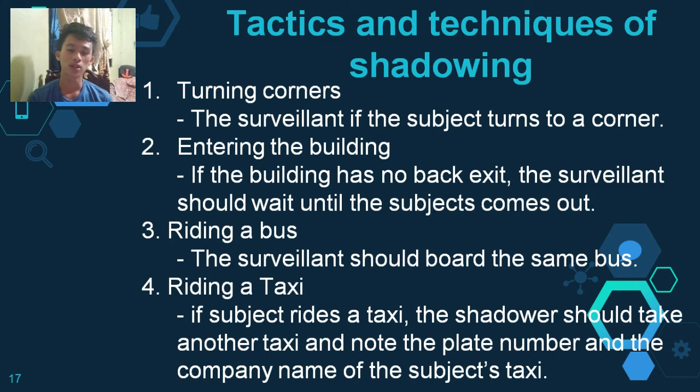So 3, riding a bus. In riding a bus, the surveillant should board the same bus. If your suspect rides the bus on the first trip, you should ride on the first trip too, not the second trip. And 4, riding a taxi. If the subject rides a taxi, the shadower should take another taxi and note the plate number and the company name of the subject's taxi. Here you can use GPS. You note the plate number and the company name of the subject's taxi so that you can follow it.